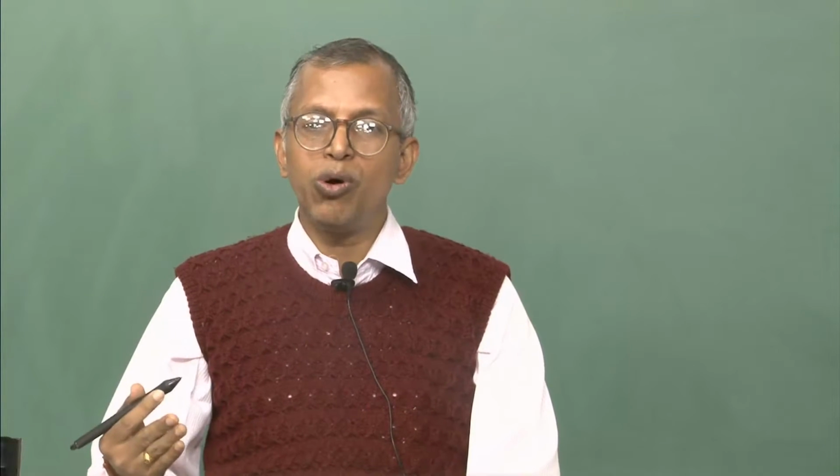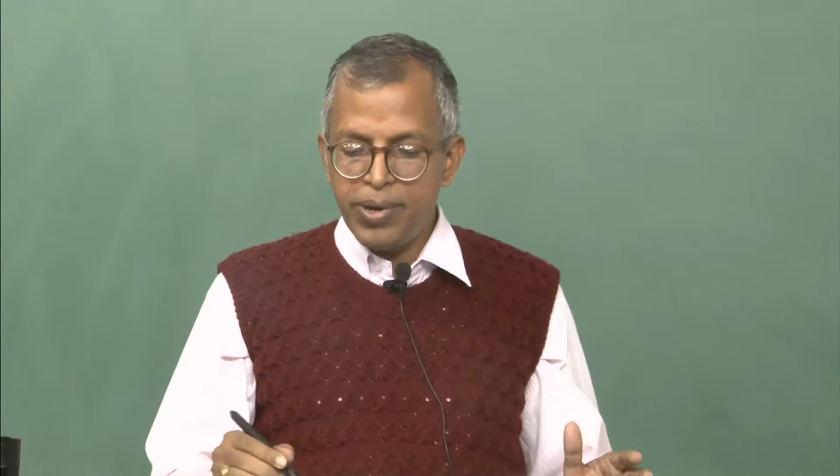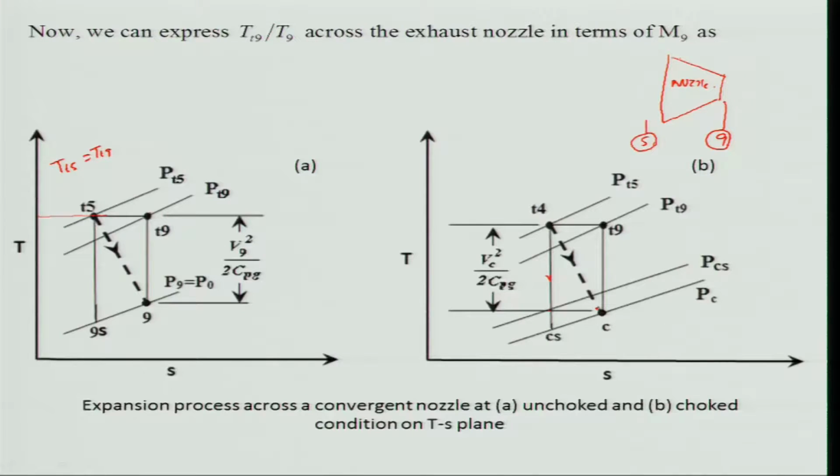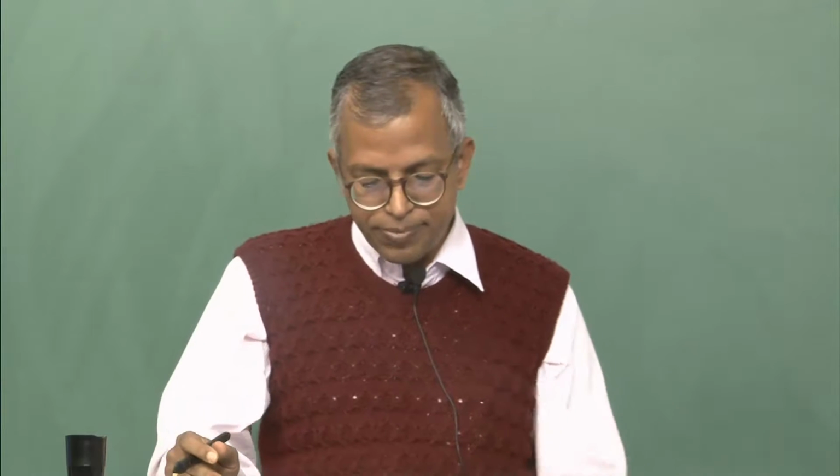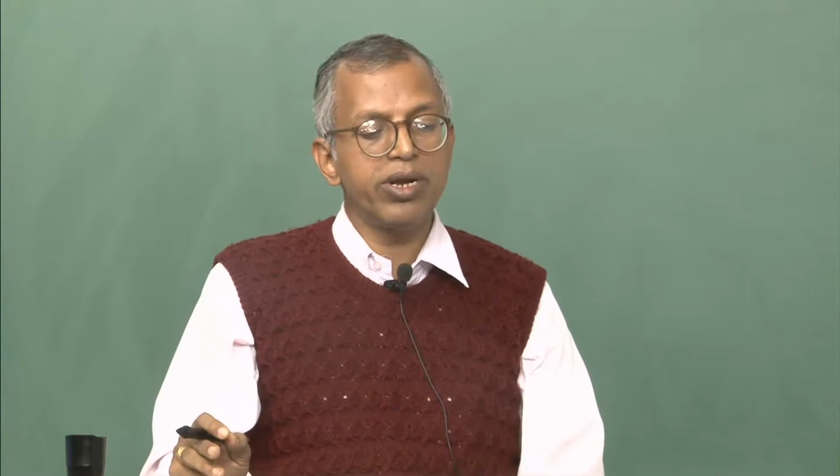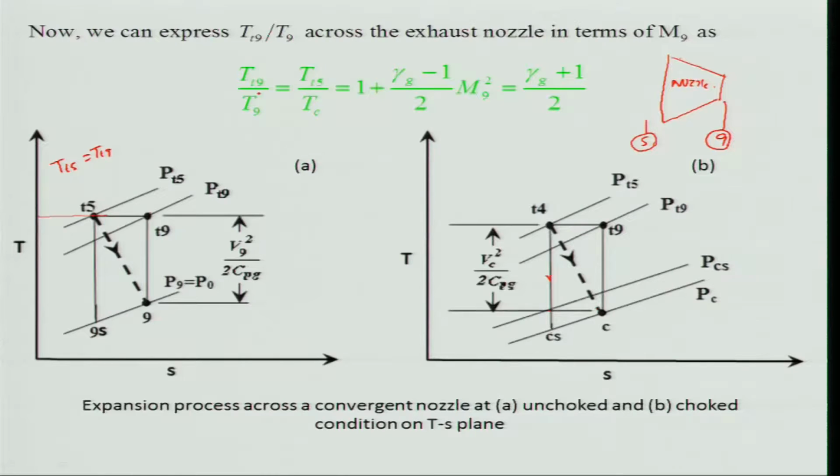Once you know that, then you will get the choked conditions, and that will correspond to the choked temperature, T c. If I know T c, I can get V 9 equal to root over gamma R g T c. Then I will get V 9. Otherwise, V 9 will be different depending upon the unchoked condition. So, that is the part we will look at.